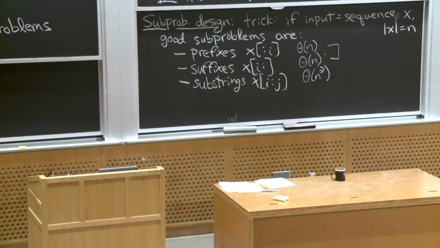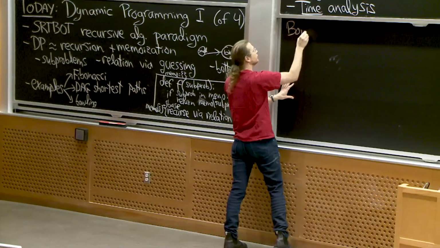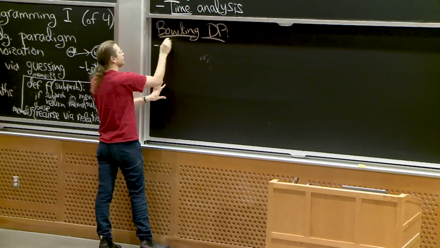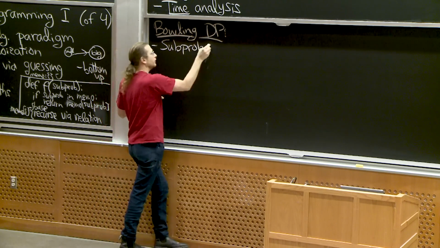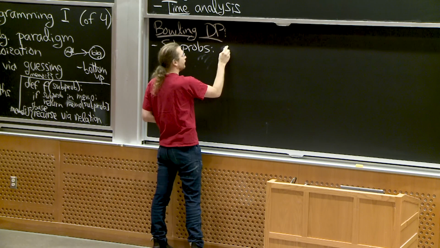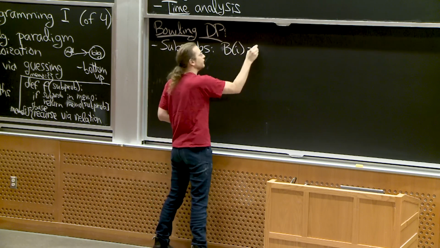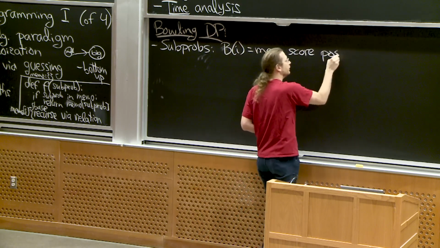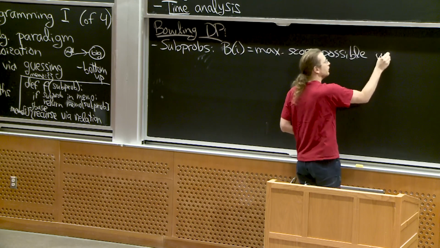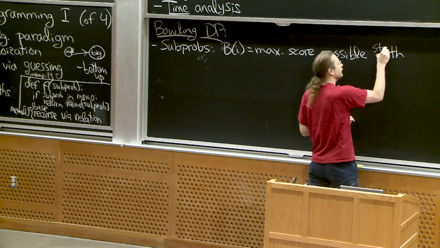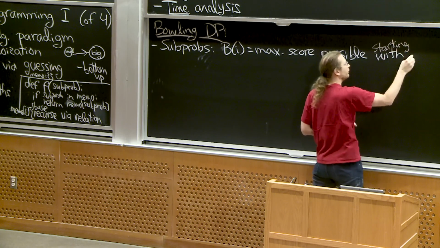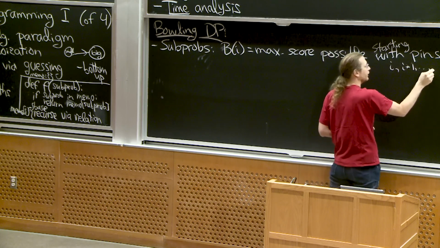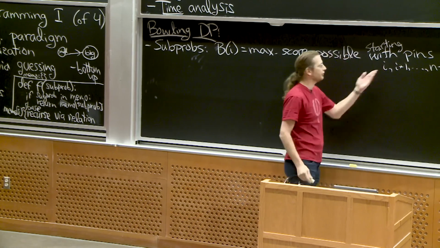SRTBOT for bowling. So here's our dynamic program. The subproblems are suffixes. So I'll write B of i is the maximum score we could get possible if we started a game with pins i plus 1 up to n minus 1, which is a suffix of the pins.